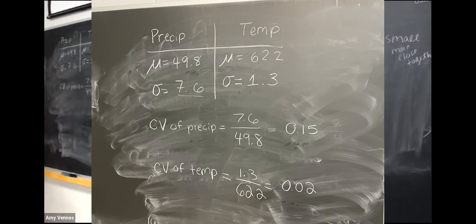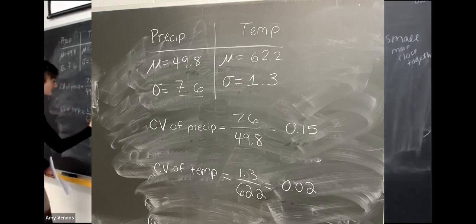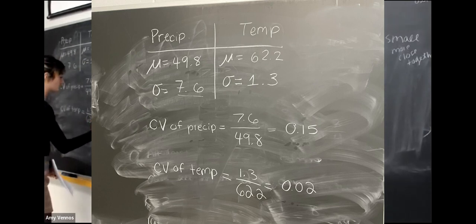Then we can do it with temperature, right? So CV of temperature. That's 1.3, the standard deviation of temperature, over the mean, 62.2. I did this in my calculator and I got 0.02.